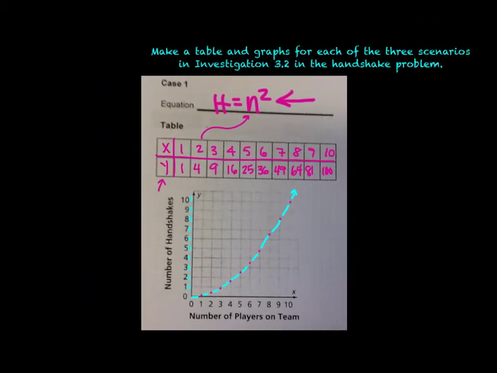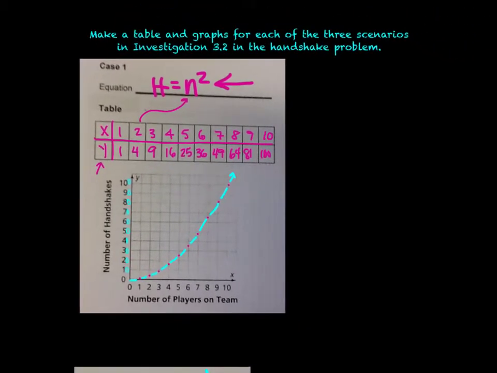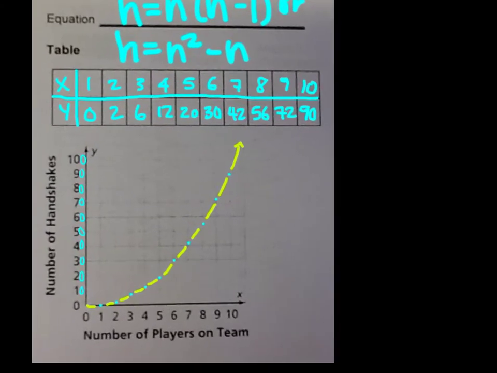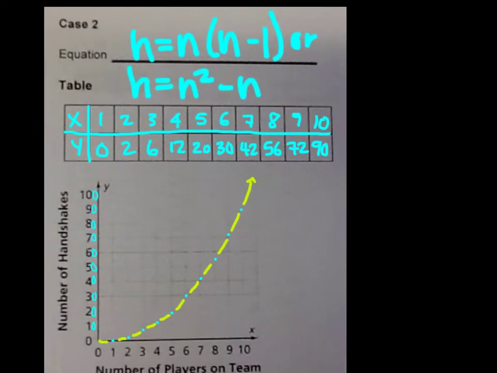So we need to essentially make a table and graphs for each of these 3 scenarios. I have also made a graph for the next scenario. The next case was, what if one team had 5 people but the other team had 4 people? What if one team had 8 people and the other team had 9 people?